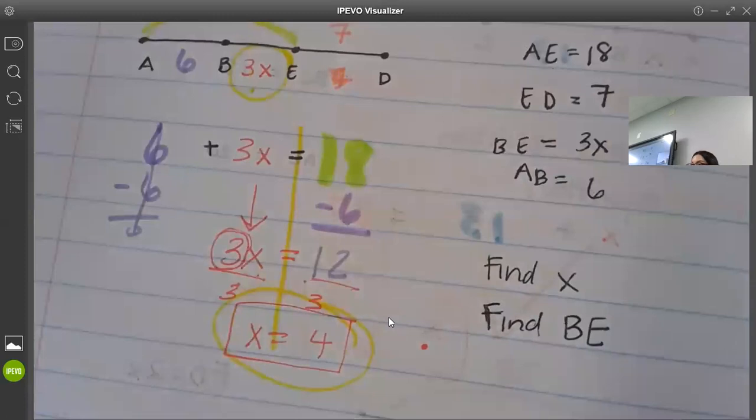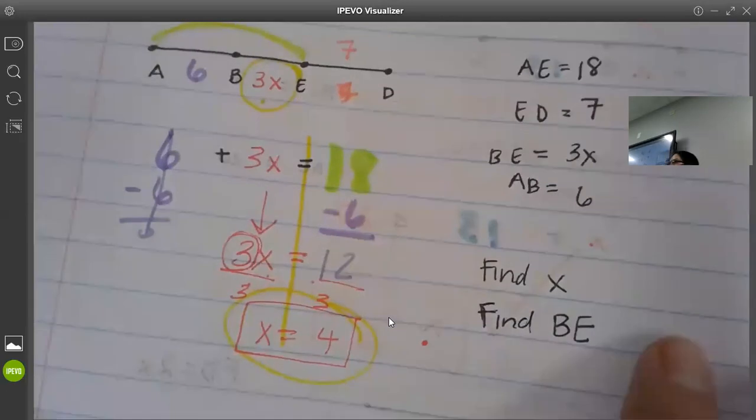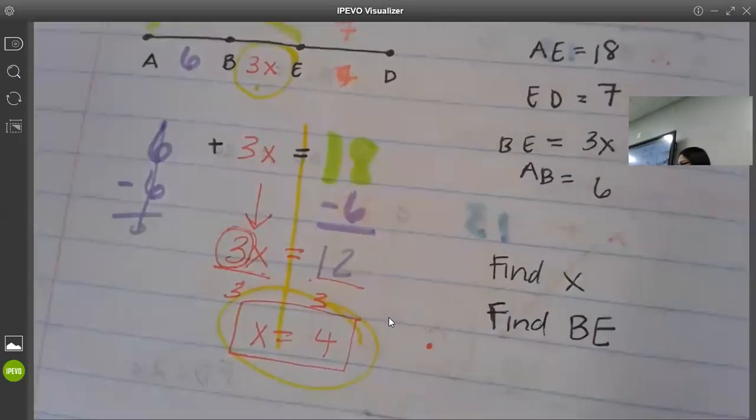Pick the way that you think is easier, but put it right down. Find BE, put your answer here, put the work, and then I'll give you a check. There has to be some kind of work, and then I'll give you the check. Find BE, how long BE is. Can't be 3X. I need to know the number. Okay, put your pencil down. Once you have it, you have some work to show me which way you did it. Or if you did it a different way, that's perfect too. How long is BE?